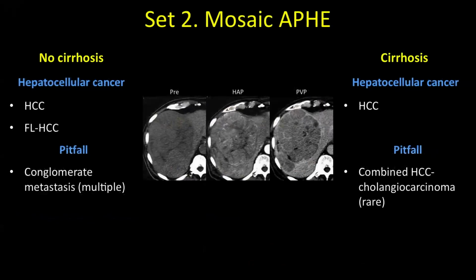Mosaic enhancement is defined by the presence of multiple inner nodules or compartments in random distributions. In the absence of cirrhosis, we think hepatocellular cancer, HCC, or fibrolamellar. In the setting of cirrhosis, we think HCC, but there are pitfalls. In the non-cirrhotic liver, it could be a conglomeration of metastases. In the cirrhotic liver, it could be a combined HCC cholangiocarcinoma, but not so important to memorize this. The important thing to memorize is cancer, cancer, cancer, mosaic masses, very bad. They look pretty, but they're very bad.